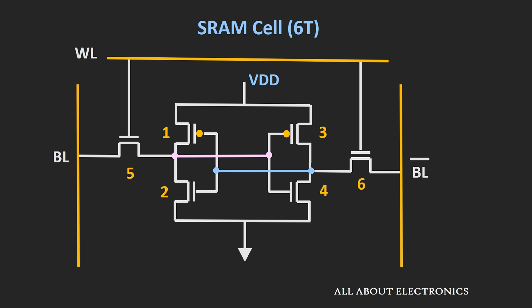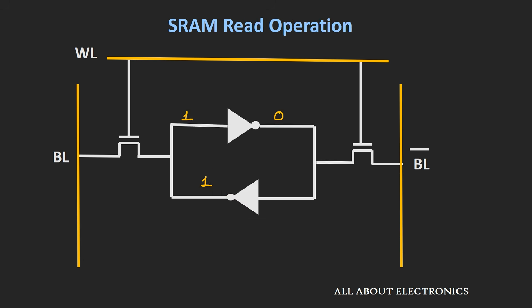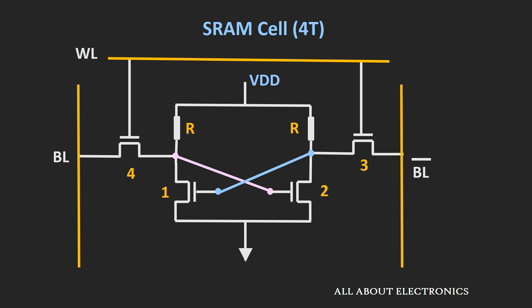Apart from this 6 transistor design of the SRAM cell, we also have a 4 transistor design. In this 4 transistor design, the PMOS are replaced by high impedance resistors. In this way, by using this 4 transistor design, we can reduce the number of transistors that is required for 1 bit of storage. But the disadvantage of this 4 transistor design is that continuous power will be dissipated across these resistors. So whenever we require less power consumption, then the 6T design is more preferred over this 4 transistor design.